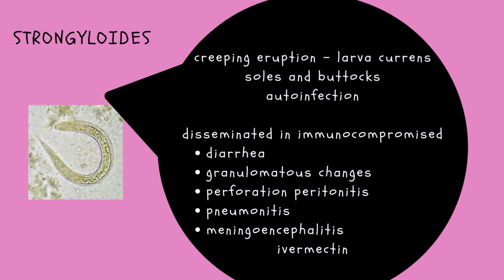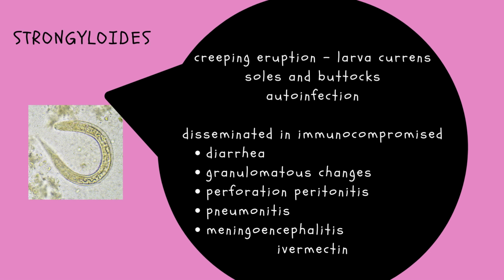Now coming to Strongyloides stercoralis, which is again a soil transmitted helminth. It causes creeping eruption under the skin at the site where the larva is migrating, and due to its very fast motility, it's called larva currens. Mainly the itching happens in the sole and buttocks region, and they are prone to auto-infection, especially in an immunocompromised individual.